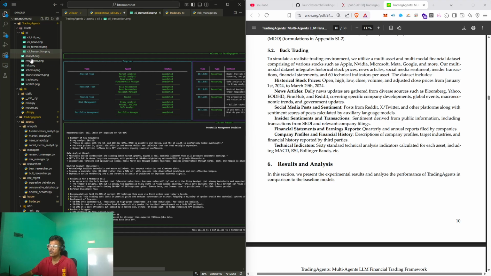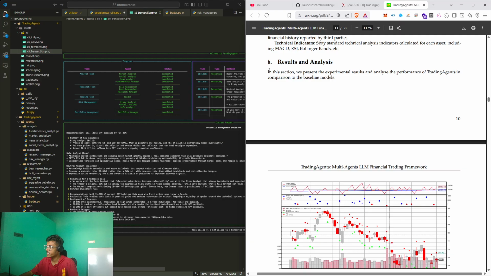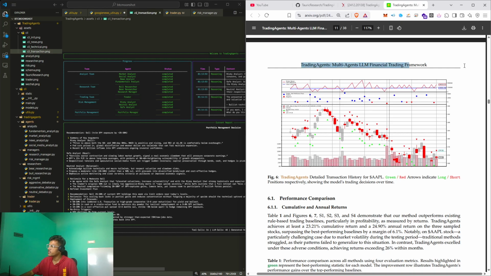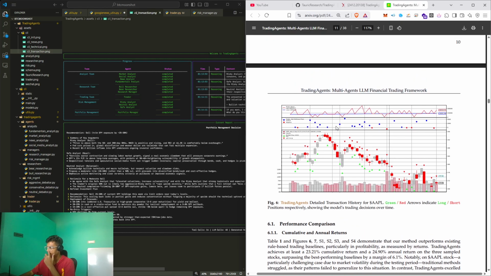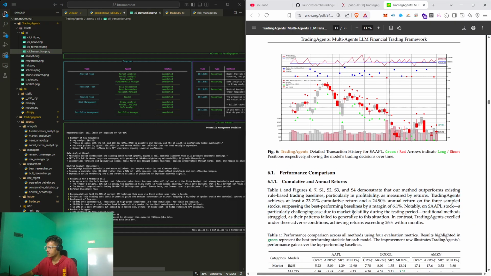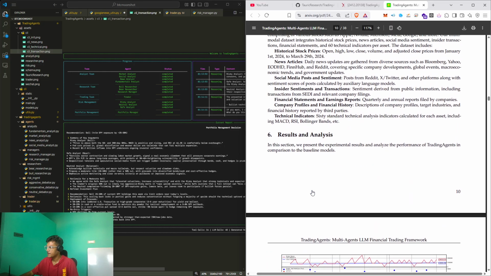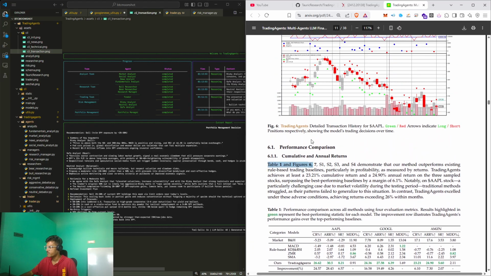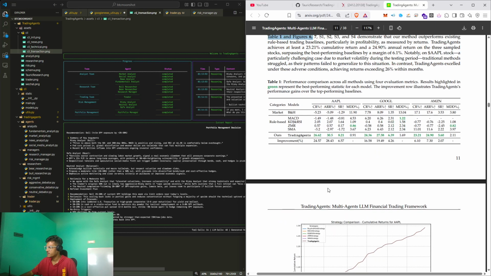Yeah, and that's what we're gonna be doing as well. So let's read the results and analysis. In this section, we present the experimental results and analyze the performance of trading agents in comparison to the baseline models. Okay, what we see here, figure six, 6.1 performance comparison, cumulative and annual returns. Table one in figure six.